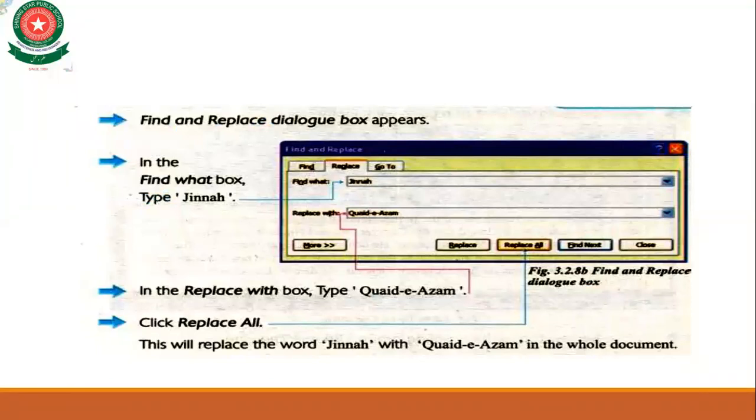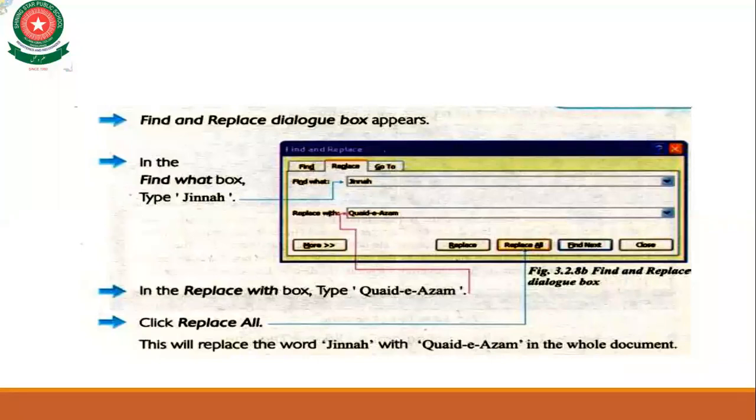In the find what box, type Jinnah. And now in the replace with box, type Quaid-e-Azam. Click replace all. This will replace the word Jinnah with Quaid-e-Azam in the whole document. So this is the way how you can find and replace a word in Word 2007.